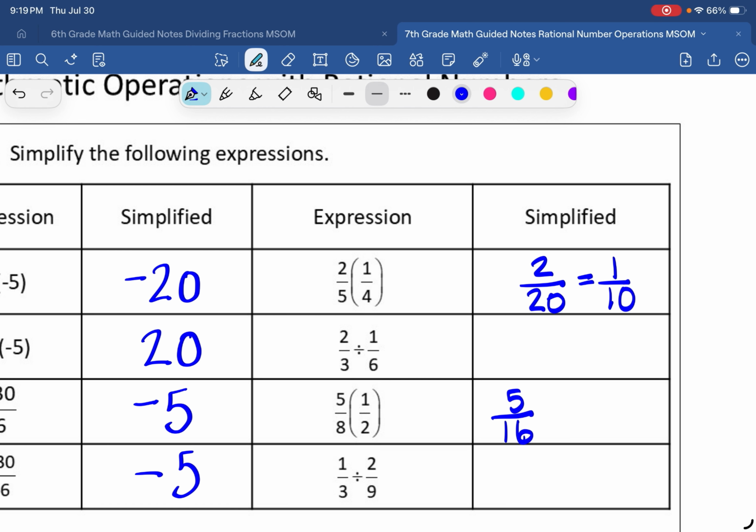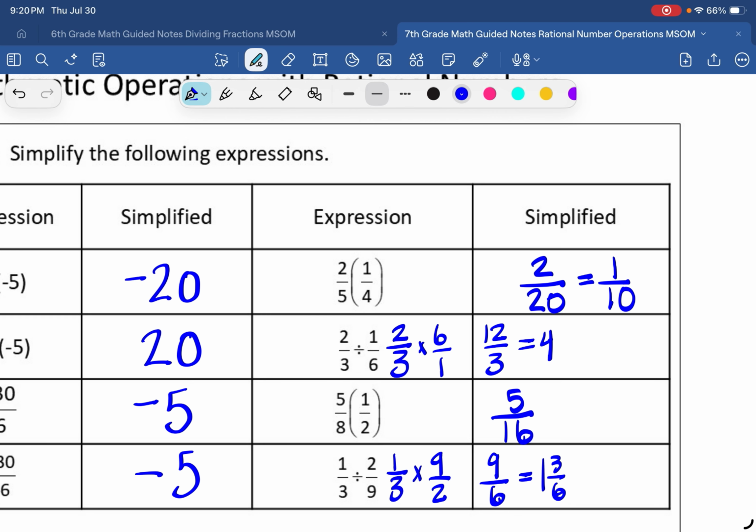Now, depending how you learned how to divide fractions, I will do it both ways. If you learn to multiply by the reciprocal, it's going to be 2/3 times 6 over 1, and that will give you 12 over 3, which reduces to 4. And then 1/3 divided by 2/9, so keep, and then multiply by the reciprocal. So 1 times 9 is 9, 3 times 2 is 6, 9/6 is the same as 1 and 3/6, which is the same as 1 and 1/2.